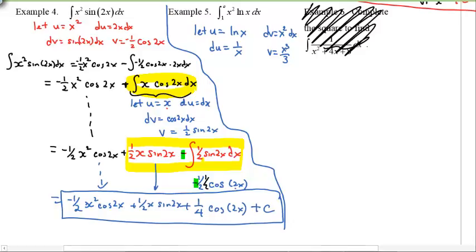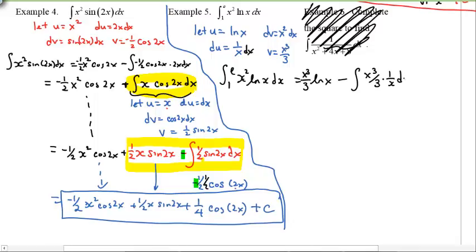Okay. All right. Ultraviolet voodoo, remember? uv is ln x times x cubed over 3, minus the integral of v du. I forgot a dx here, didn't I? Thank you.